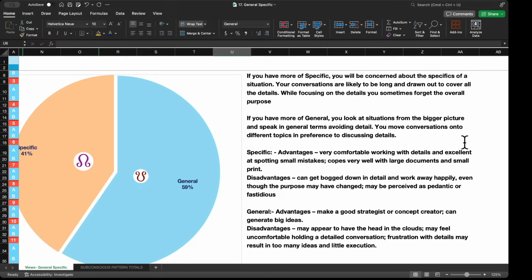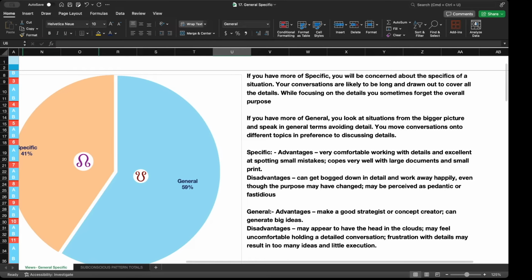Disadvantages: they can get bogged down in detail and work away happily, even though the purpose may have changed and the goal has changed, target has shifted. They may be perceived as pedantic or fastidious. There you go. So all the nitpickers are very specific kind of people.